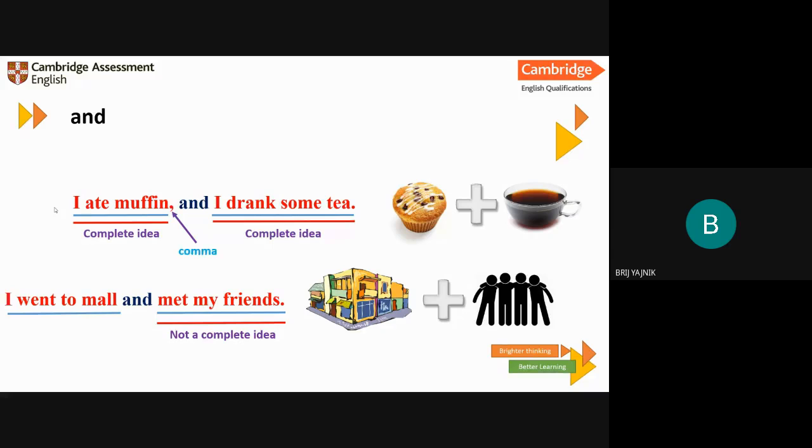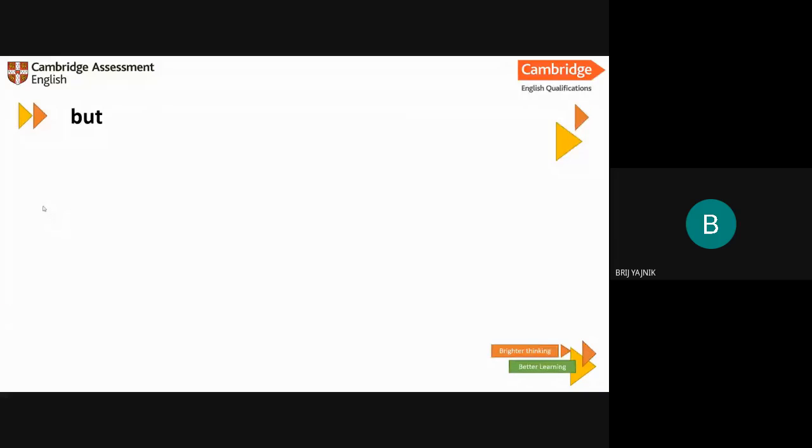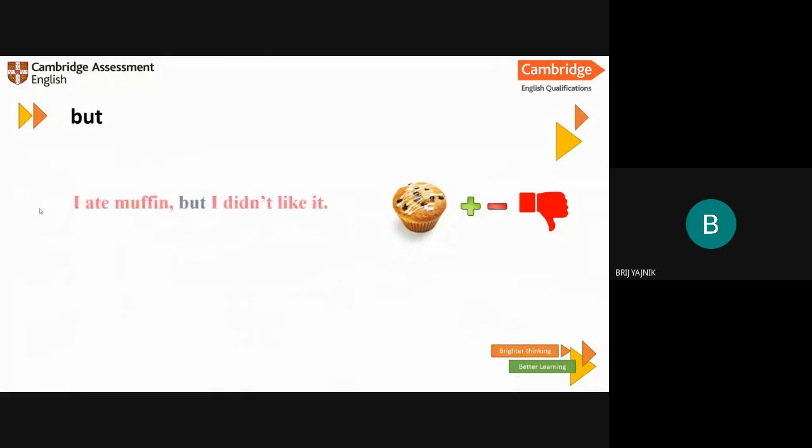But. Now, the word but is used to talk about contrast, opposite things, right? It's opposite to and. Let me show you an example. I ate muffin, but I didn't like it. Now, can someone tell me why there is a comma there?